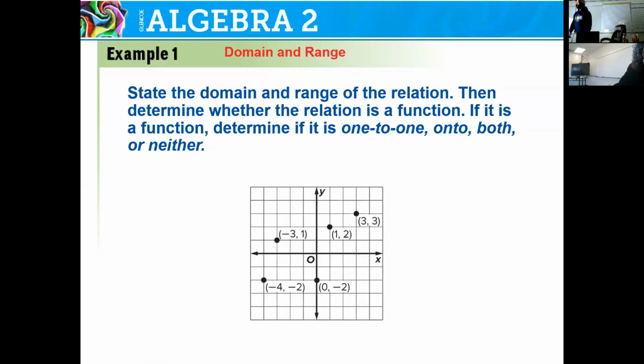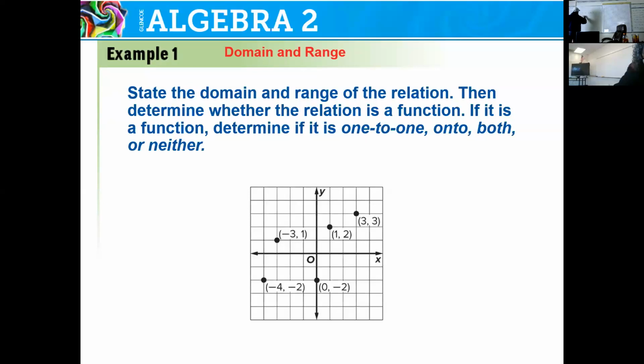We move even farther to the right. Starting from the left, we have a point at -3. We move farther right, we have a point at 0. So 0 is a part of our domain. We move farther to the right, 1, and then we have a 3. So when it's given to you in graph form, you want to work left to right, especially in the domain, because it has to be written least to greatest.